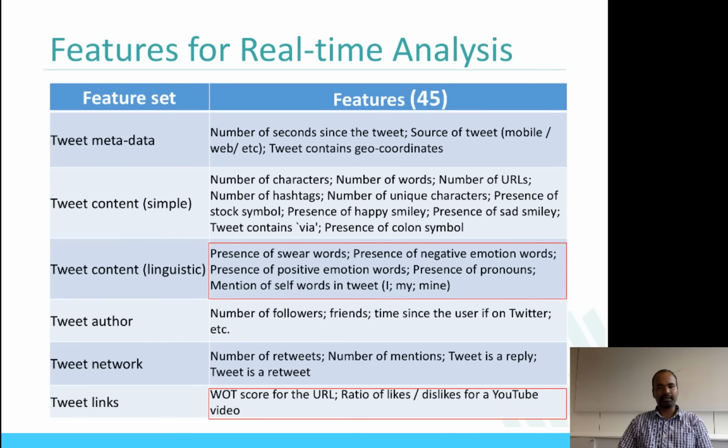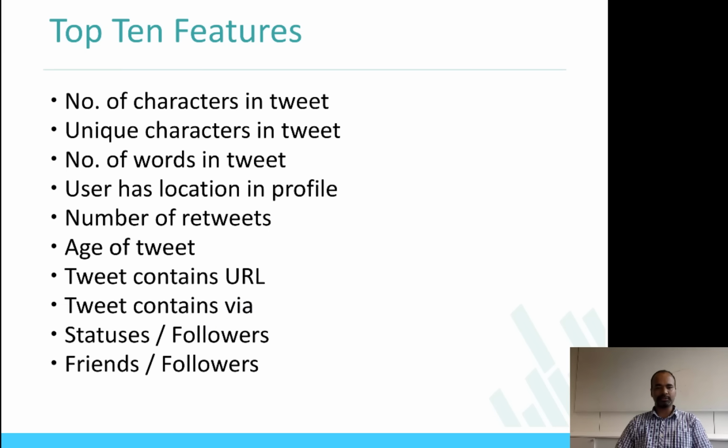Specifically, I wanted to highlight the presence of swear words, presence of negative emotion words, presence of positive emotion words, Web of Trust score, which is the WOT score for the URL, and the ratio of likes and dislikes for the YouTube video, which has links to YouTube, right? So these are the features that we did not discuss before, so I thought we'll highlight them when I'm presenting this slide. These features were used in building the TweetCred demo that I showed you.